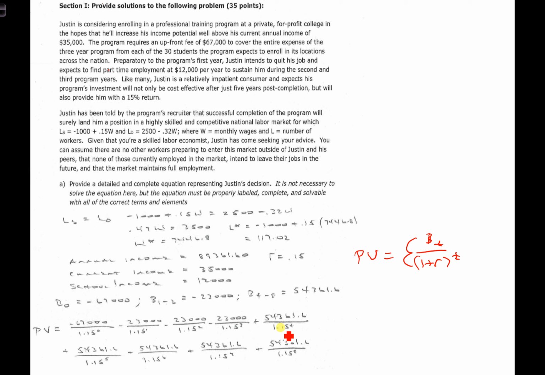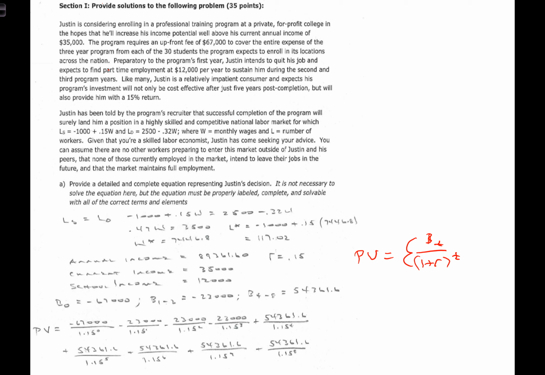So when we look beyond year 3, because we have year 0, 1, 2, and 3, we're now in year 4. Now Justin is beyond his education experience. He is earning this additional income. He's now at $89,361.60. And so the amount of income that he's getting because of the investment experience is an additional $54,361.60.